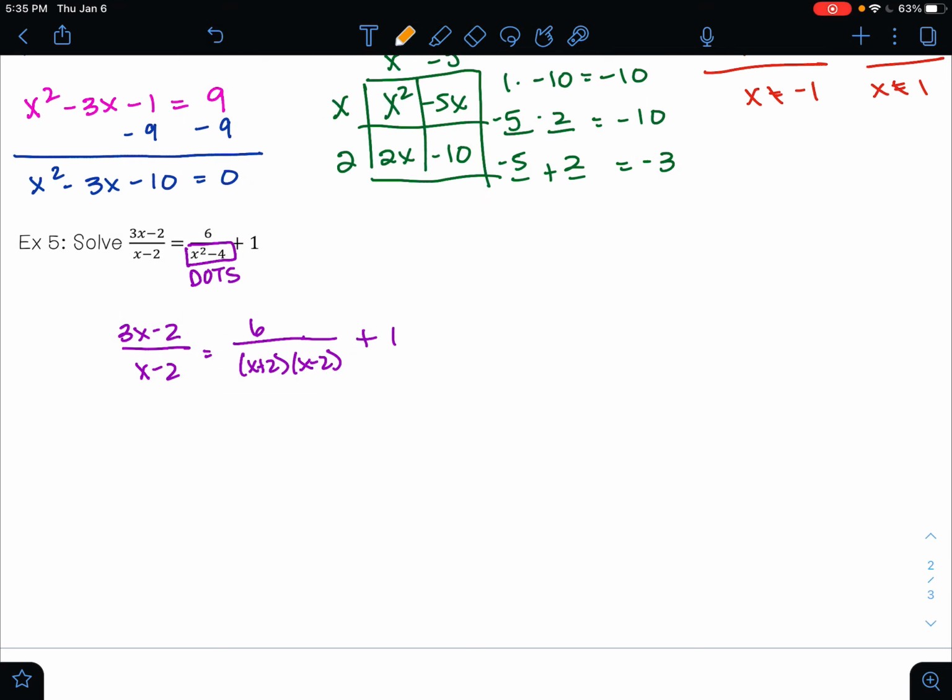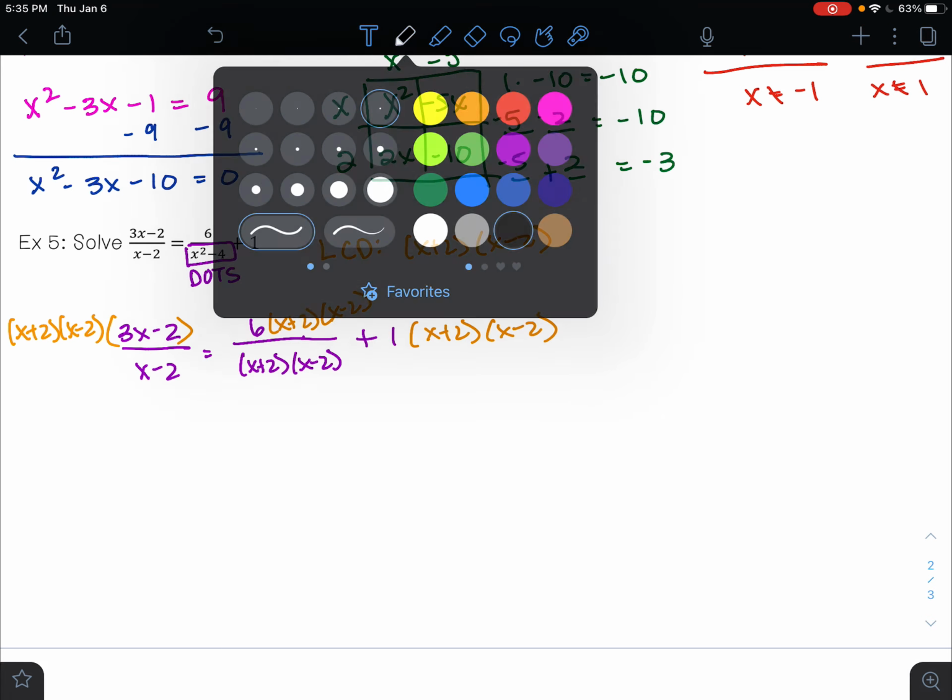This looks like our least common denominator is going to be x plus 2 times x minus 2. And so I'm going to multiply each fraction by that. X plus 2, x minus 2, x plus 2, x minus 2, and then this last term, x plus 2 times x minus 2. So let's see what we have.